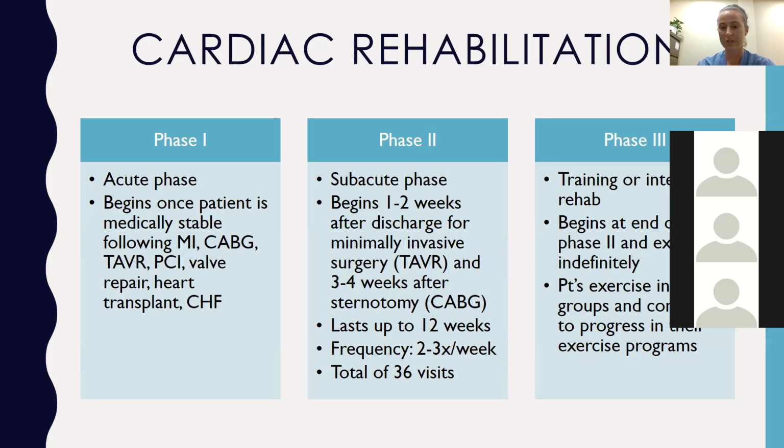The patient will be in phase 2 for about 12 weeks for a total of 36 visits, and then they'll move to phase 3. And in phase 3, this is the more intensive training, still outpatient setting. And it begins at the end of phase 2 and it can extend indefinitely. So patients have a little bit more independence in this phase.